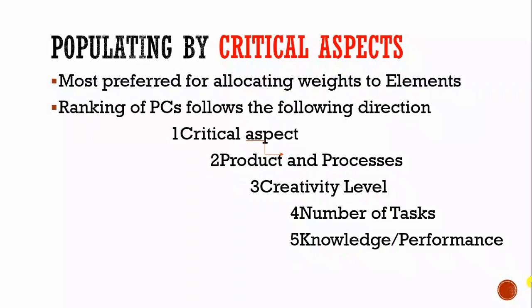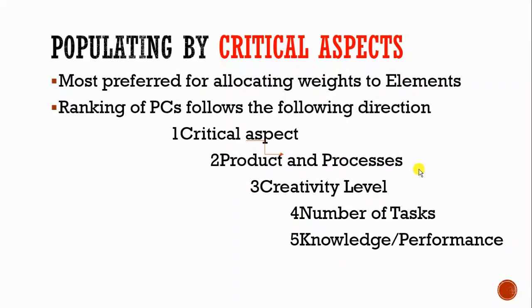And again, when I talk about critical aspects, it follows a certain direction. At times during your population of this tool, when you are ranking your elements using critical aspects, at one point you'll find that different elements have the same number of critical aspects. So assume two or three elements have the same number of critical aspects. Then how do you give the highest rank to that element? In such cases, where you have two or more elements having the same number of critical aspects, you need to focus on another factor, and that is products and processes.